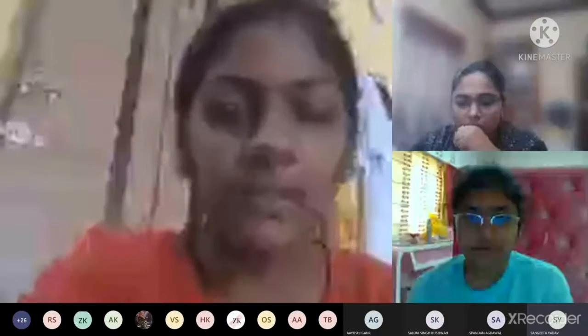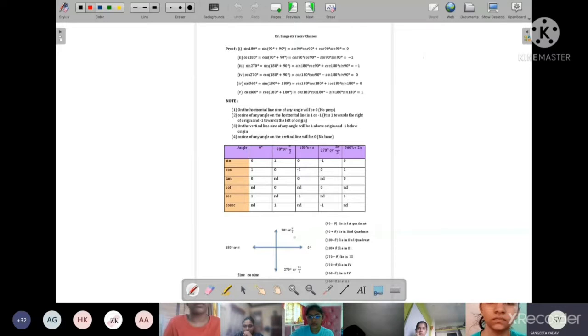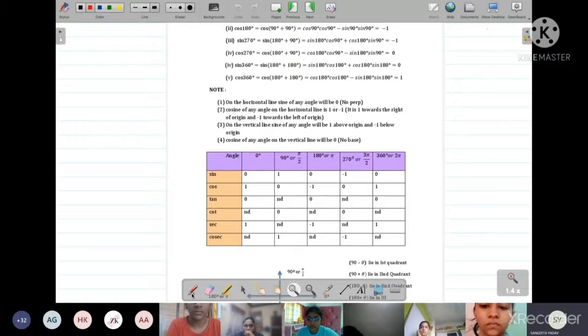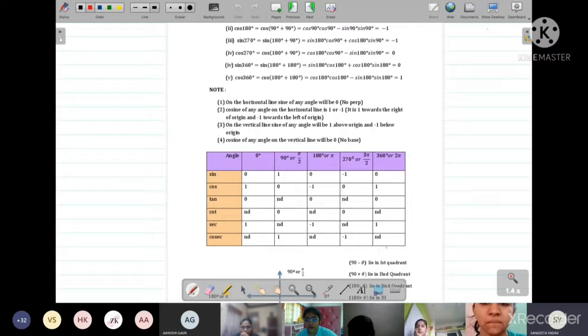Okay, see now. We have done all these things. If you remember, I told you in the previous class also, just a recap and then we do something new. On the horizontal line, sine of any angle will be zero, no perpendicular. Cosine of any angle on the horizontal line is 1 or minus 1. It is 1 towards the right of origin and minus 1 towards the left of origin. On the vertical line, sine of any angle will be 1 above origin and minus 1 below the origin. I hope you remember all these things. Cosine of any angle on the vertical line is 0.